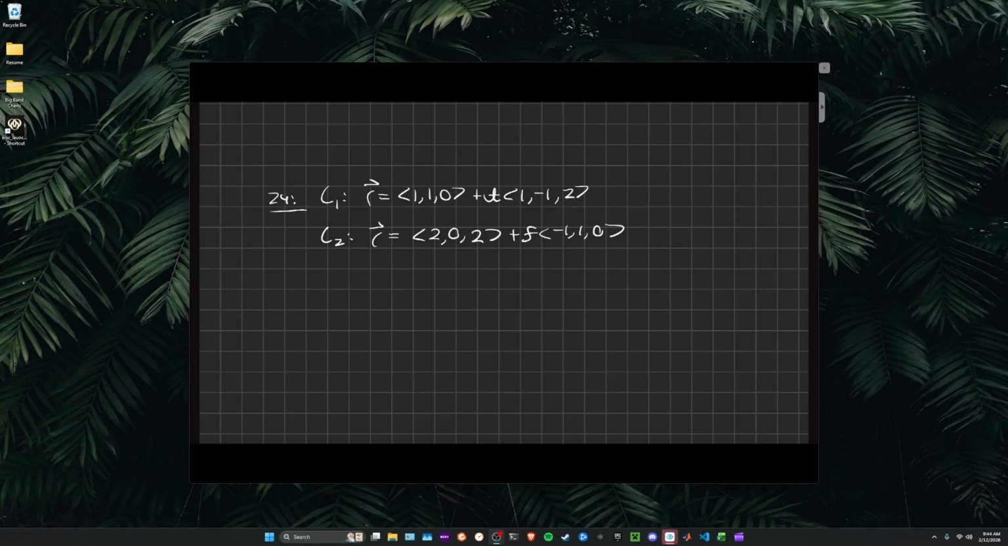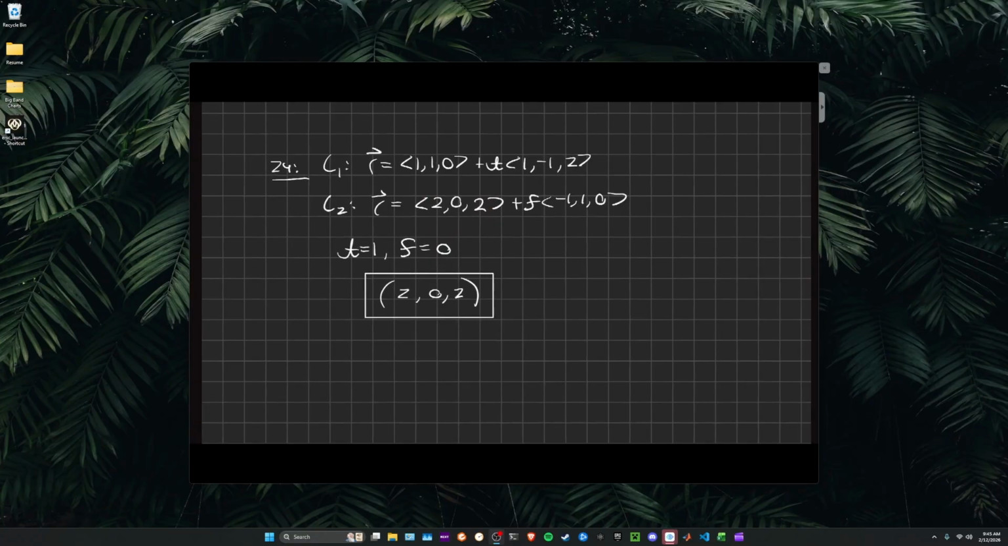Okay, so we can match components very easily in this vector. So that would give us that t is equal to 1 and s would be equal to 0. So their intersection point would simply be 2, 0, 2, given by this vector here.